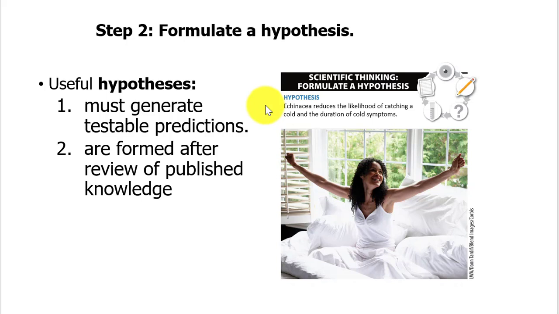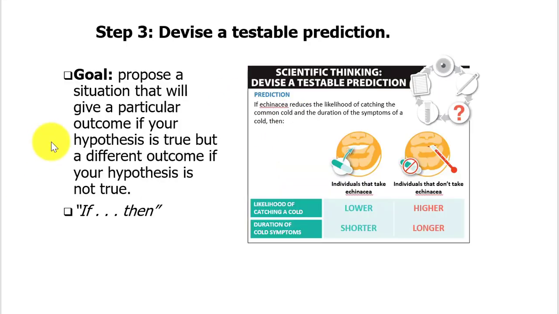If we were investigating this question, we would want to make sure that this hypothesis is grounded in prior research. So maybe we came across other publications that indicated there could be a relationship between taking echinacea and the duration of a cold or the likelihood of catching a cold. We don't just pull this out of thin air; we base hypotheses on what we already know about a system. Our hypothesis then helps us create a testable prediction.